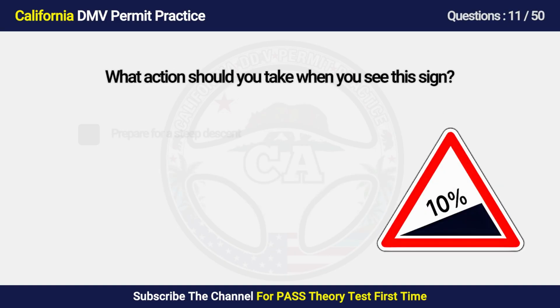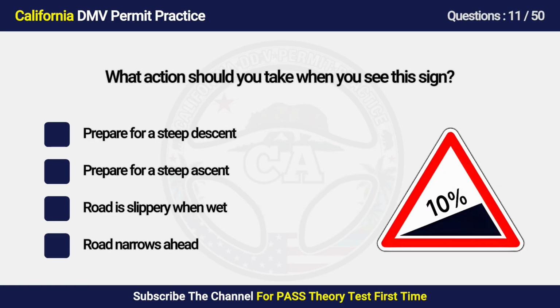Question 11. What action should you take when you see this sign? A. Prepare for a steep descent. B. Prepare for a steep ascent. C. Road is slippery when wet. D. Road narrows ahead.